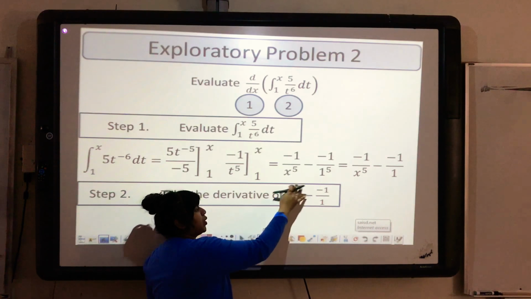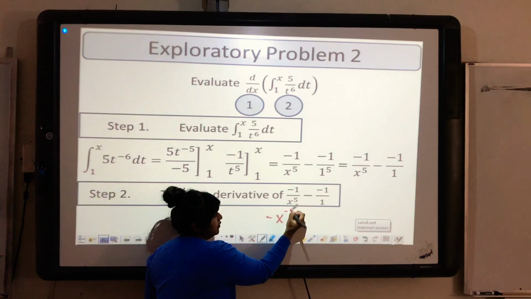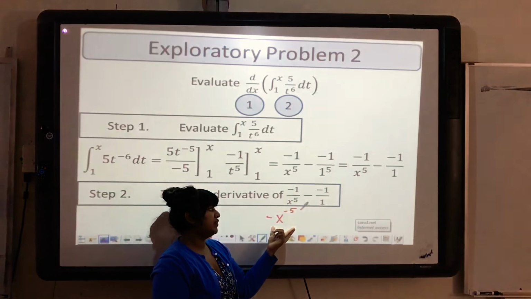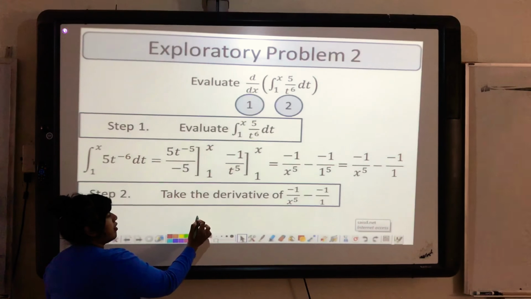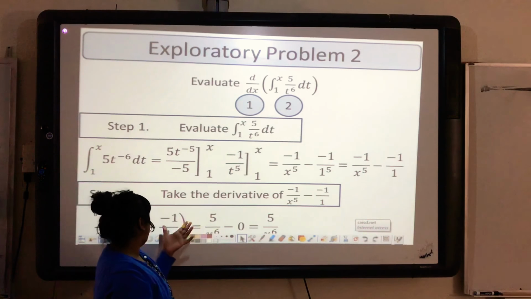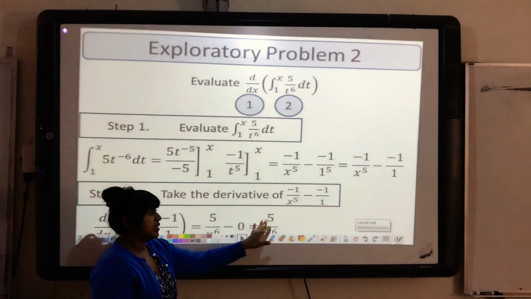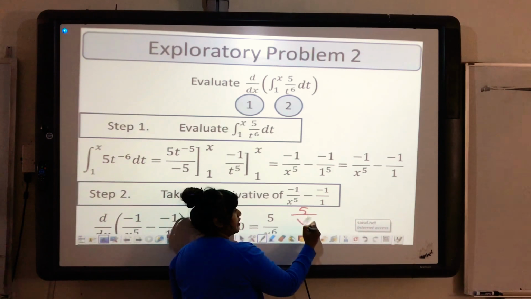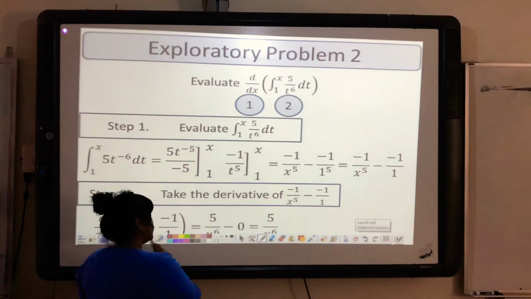Again, we may want to rewrite this. This is actually negative x to the negative 5th. And now we can take the derivative of this. We bring it down, etc., etc. And we get our derivative would actually be 5 over x to the 6th. I know you can't quite see it here, but it is 5 over x to the 6th that we're left with.